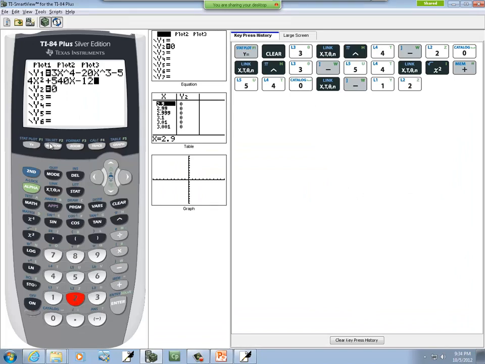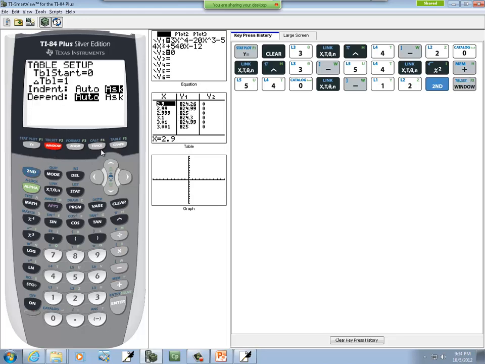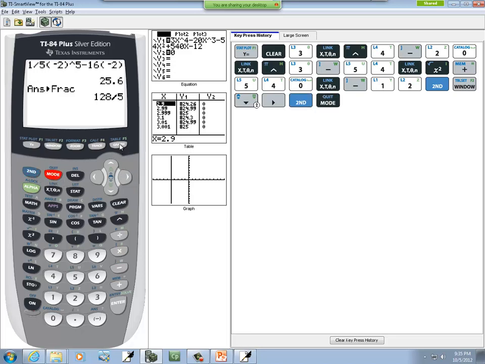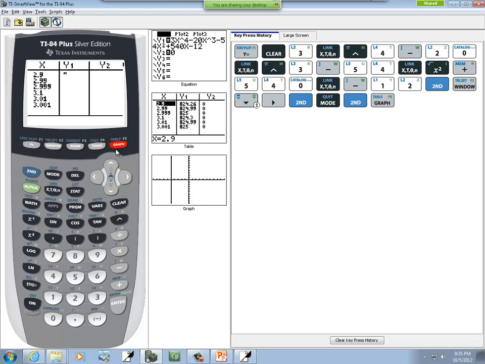Now, I'm going to go to my table set, so I'm going to do a second window. And you see where it says independent? We want that to say ask. So if yours doesn't say ask, down arrow to that line, right arrow, put your flashing cursor on the ask, and press enter one time. And once you got that set, do a second mode to exit out. Okay, now we're going into table mode. So we'll do second graph to go into table mode.